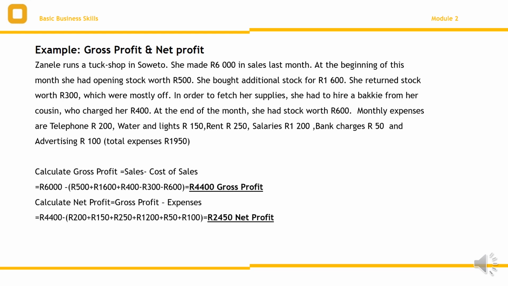But in the case study, they told us that Zanele had a number of other monthly expenses which totaled up to 1,950. She had a telephone, she had lights and water, she had rent. So to calculate net profit, we would take our gross profit and minus all of the other expenses that were not covered under gross profit. So the net profit that Zanele earns at the end of the day is 2,450.